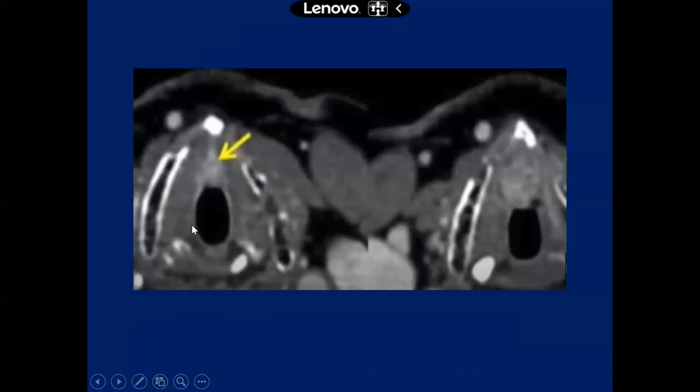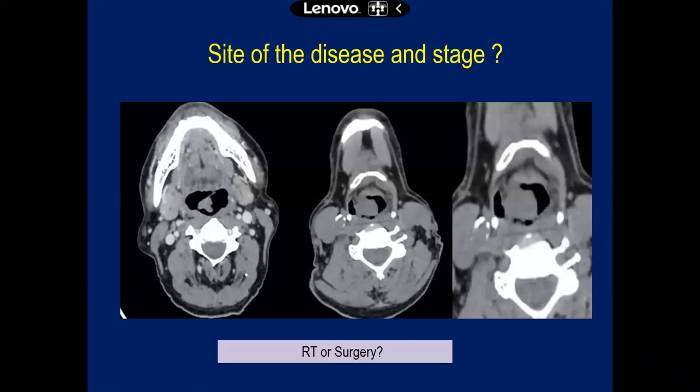Sometimes we need to understand that. I told you, sometimes it will look like a T1, maybe a T4 disease. So here you can see a lesion in the anterior aspect, but on close observation, the patient had cartilage destruction. Sorry, the extralaryngeal spread was there. So this was a T4 disease actually. It was a T4 disease. So meticulous evaluation is required in assessing the disease and stage and treating accordingly.